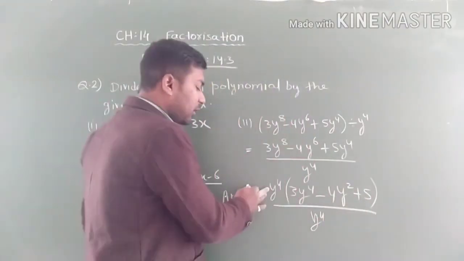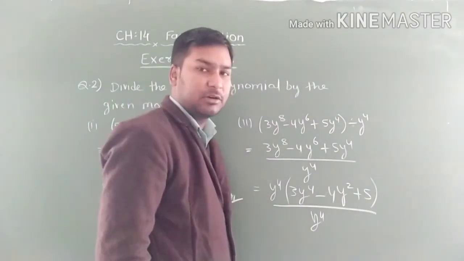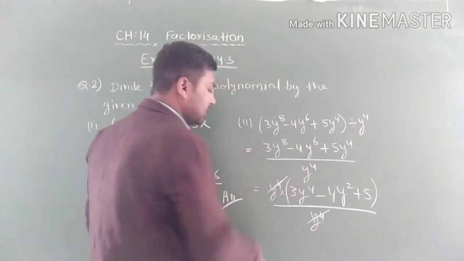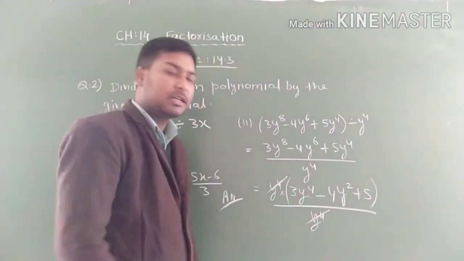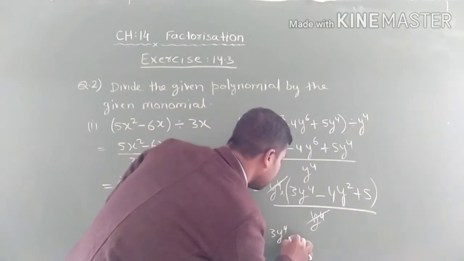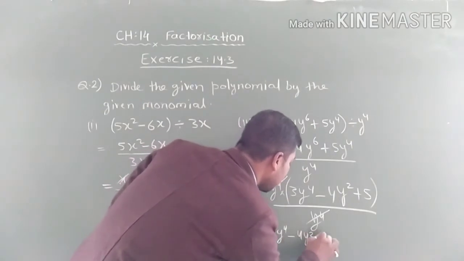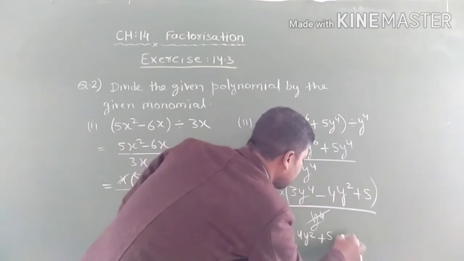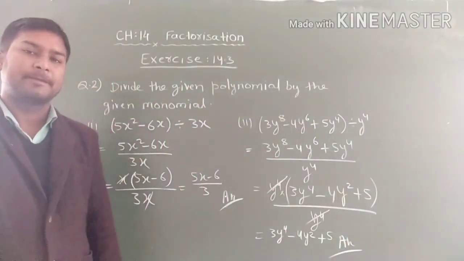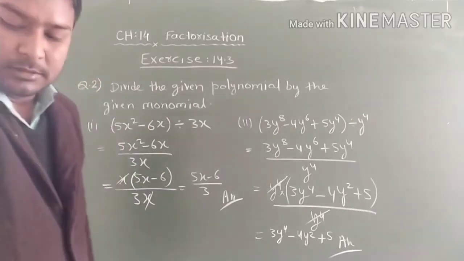Now y to the power 4 and y to the power 4 will cancel out, and there is a multiplication sign. Okay, so it will cancel out. So what is the answer? Directly we can write the answer 3y to the power 4 minus 4y square plus 5. Now this is the answer. Okay. Now the next one.